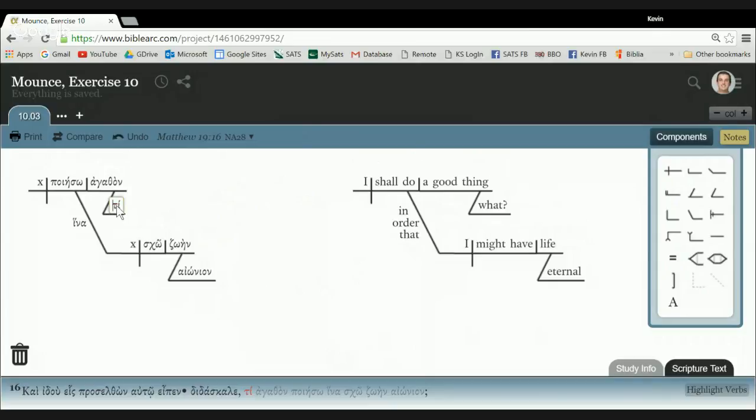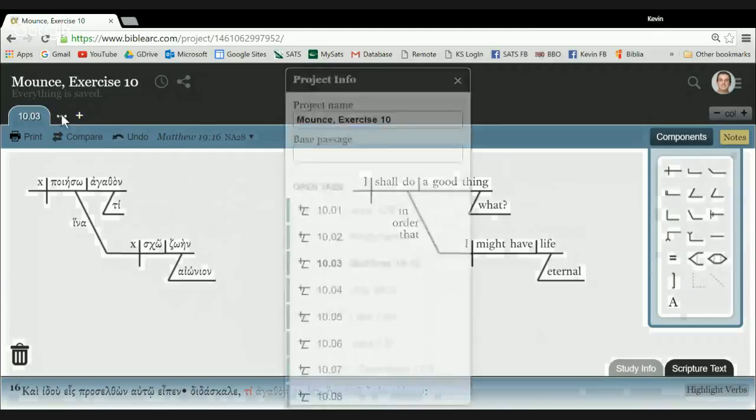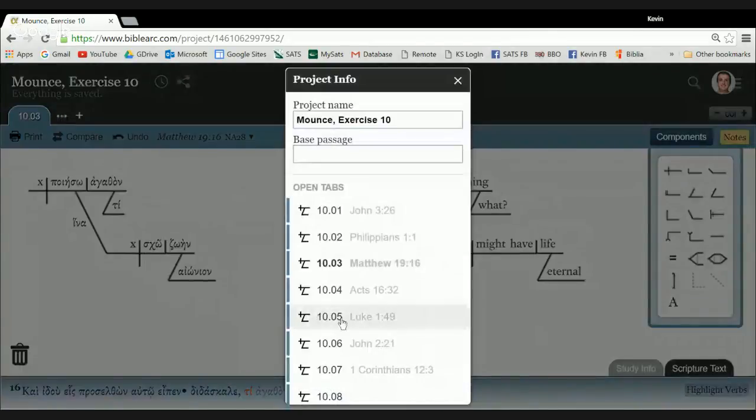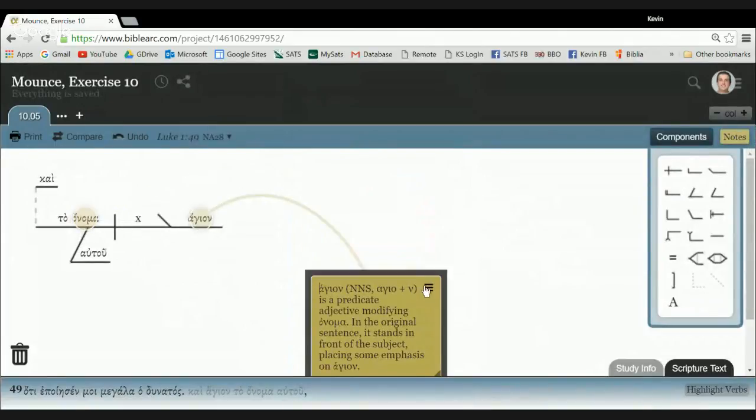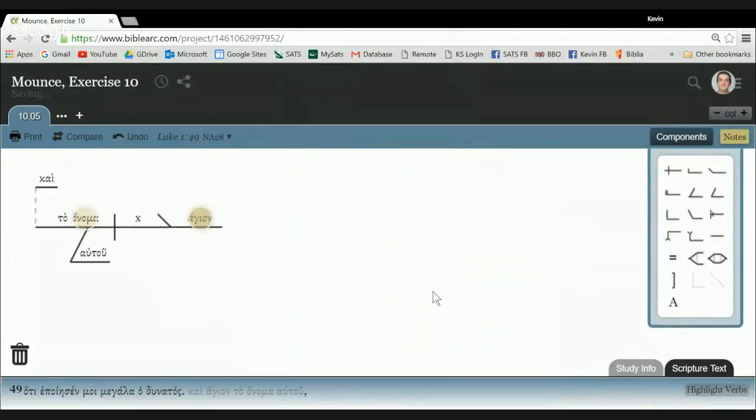This word here is quite problematic to figure out how to explain it, and there was some good discussion on the forum. All right, let's jump to number 5. We'll turn those off for now. So number 5, we've lifted just the last phrase of this verse.